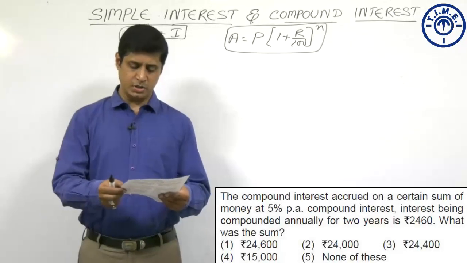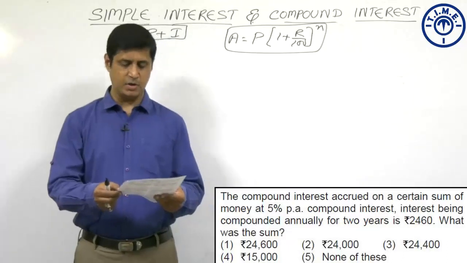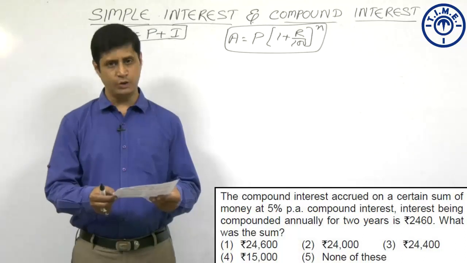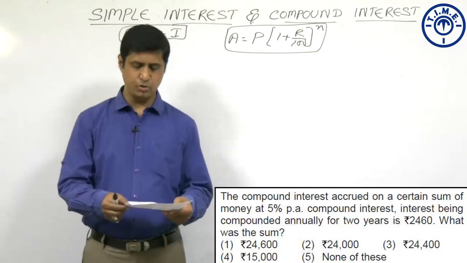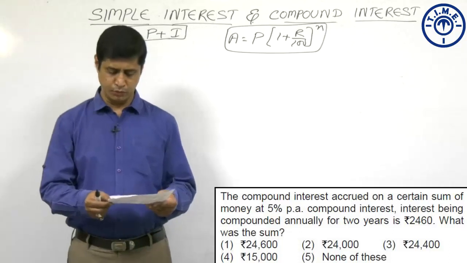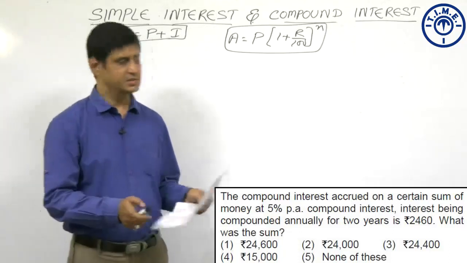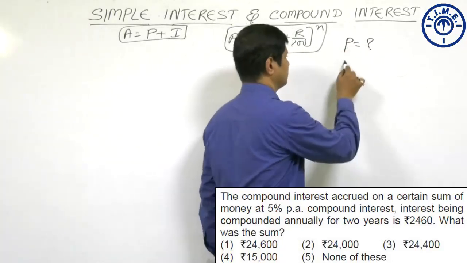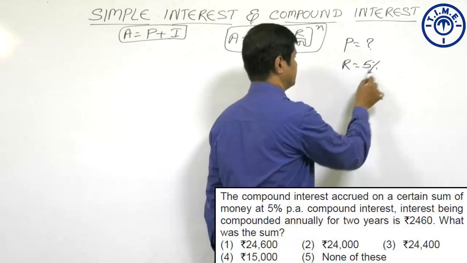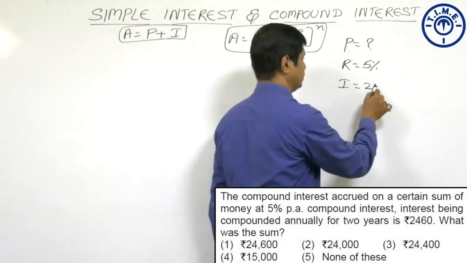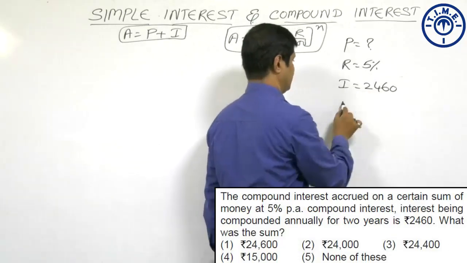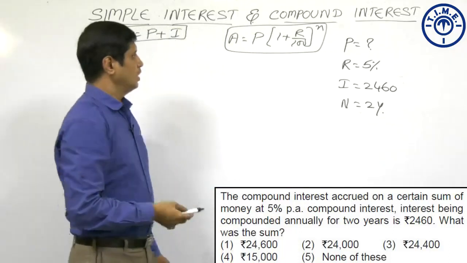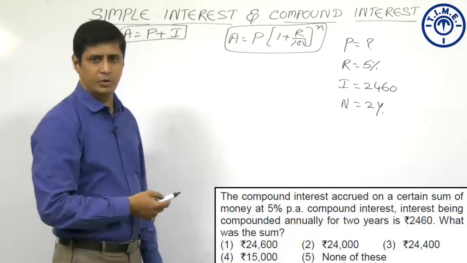The compound interest accrued on a certain sum of money at 5% per annum, compounded annually for 2 years, is rupees 2460. What was the sum? We need to find the principal. The rate of interest is 5%, the interest value is 2460 and the time period is 2 years. Now, just use the compound interest formula. What is the compound interest formula?